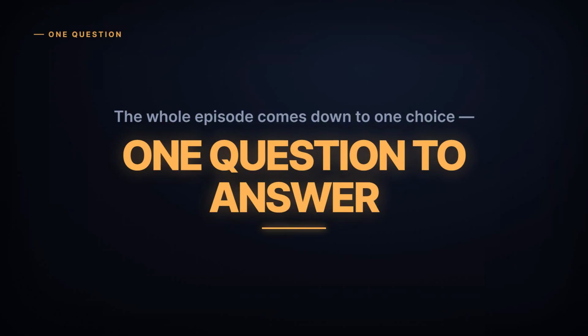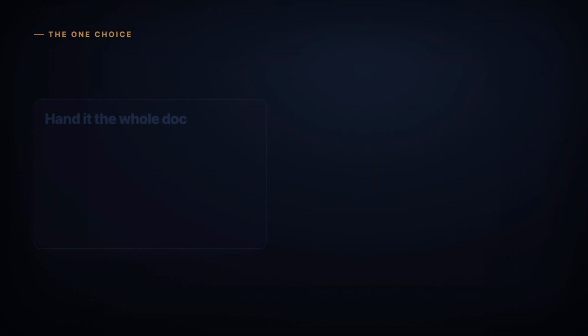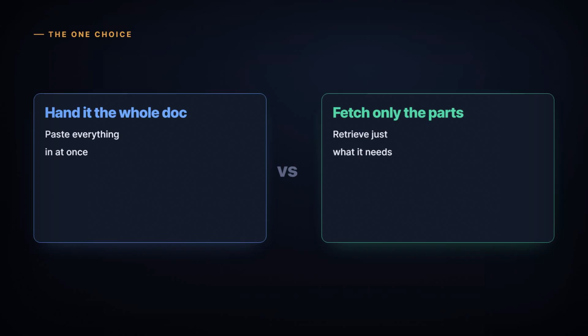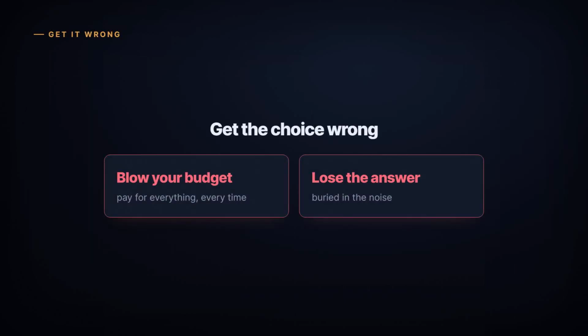So let me set up the one question we're going to answer. When you want a model to work from your own files, do you hand it the whole document, or do you teach it to go fetch only the parts it needs? Get that choice right, and the AI becomes genuinely useful on your data. Get it wrong, and you either blow your budget or lose the answer in the noise.